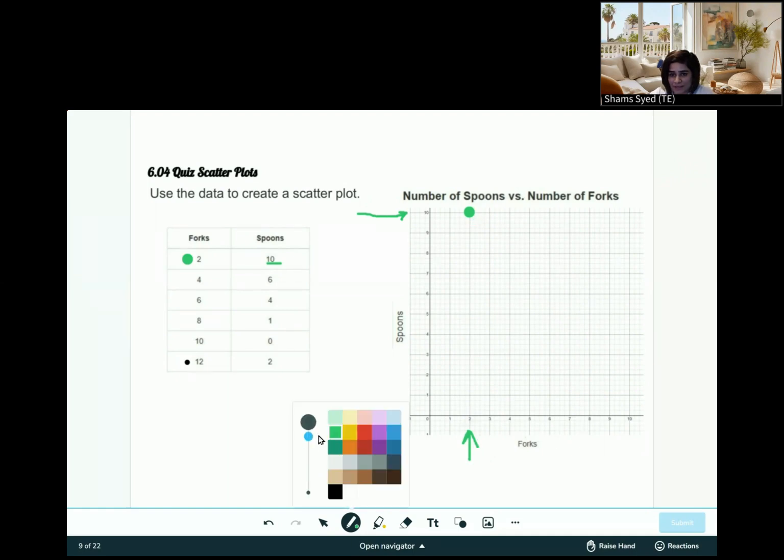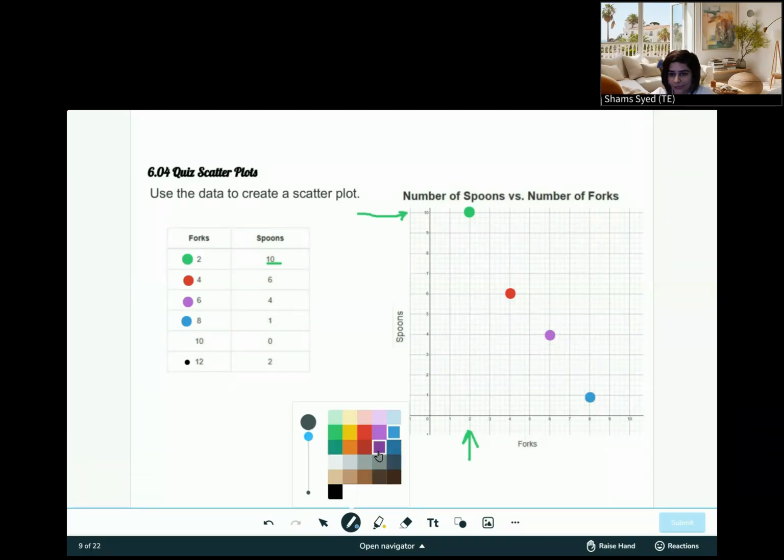And we can go to forks are 4. 4 is here. How much do I go up? I go up 6 and put a dot. So forks are 4, and go up 6 for spoons. Let's do the next one. Forks are 6. Over here, 6. How much do you go up? Only 4. Let's move on. Forks are 8. Go up only 1.